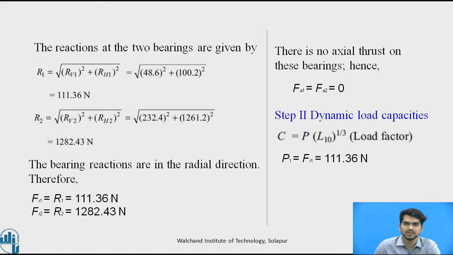The equivalent load is equal to XFR plus YFA, but here FA is equal to 0. Therefore, the equivalent load is directly equal to FR1, as X is equal to 1 when the axial force is 0. Therefore, P1 is equal to FR1. Similarly, P2 is equal to FR2. Now we have to calculate the dynamic load at bearing number 1 and 2, so we can designate them as C1 and C2. Therefore, C1 is equal to P1 into L10 raised to 1/3 into the load factor.